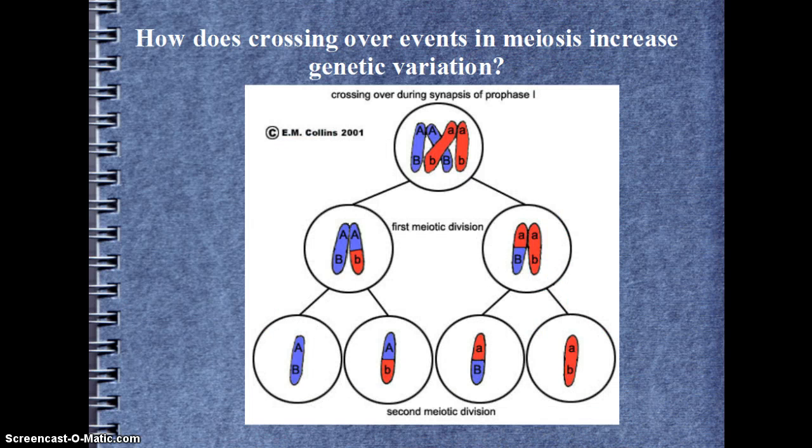How does crossing over events in meiosis create genetic variation? 2 divisions produce 4 non-identical daughter cells, each containing half the number of chromosomes of the parent cell. This provides an opportunity for new gene combinations to occur in the gametes.